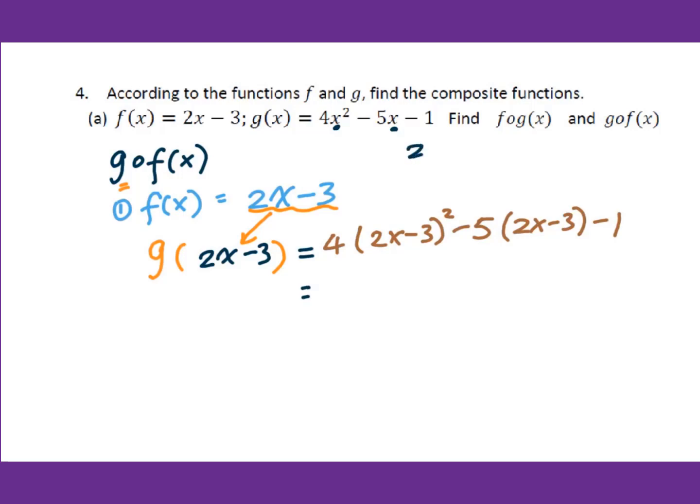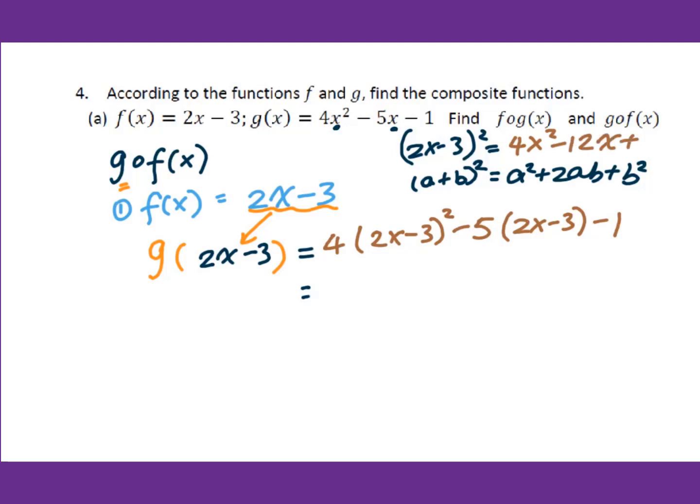So we got 2x minus 3 squared. Remember that a plus b squared means a squared plus 2ab plus b squared. 2x minus 3 squared means 4x squared. These two multiply times 2, that's minus 12x plus 9. So I will write down 4 times 4x squared minus 12x plus 9. Then this we do distributive property: minus 10x plus 15 minus 1.